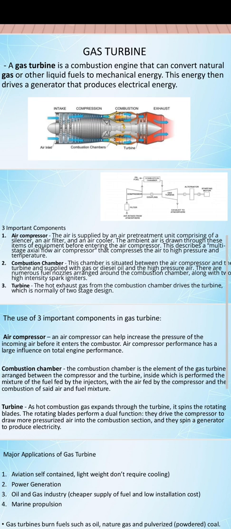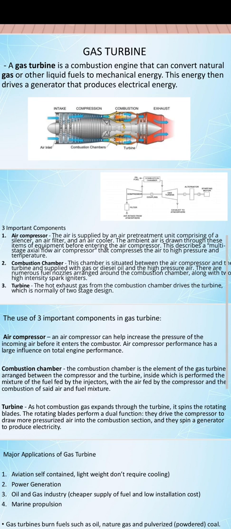Compressor. The air is supplied by an air pretreatment unit comprising a silencer, an air filter, and an air cooler. The ambient air is drawn through these items of equipment before entering the air compressor. This describes a multi-stage axial flow air compressor that compresses the air to high pressure and temperature.